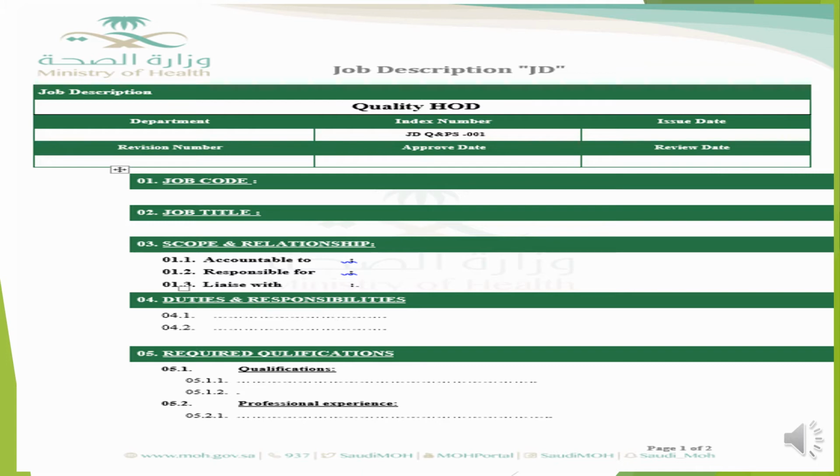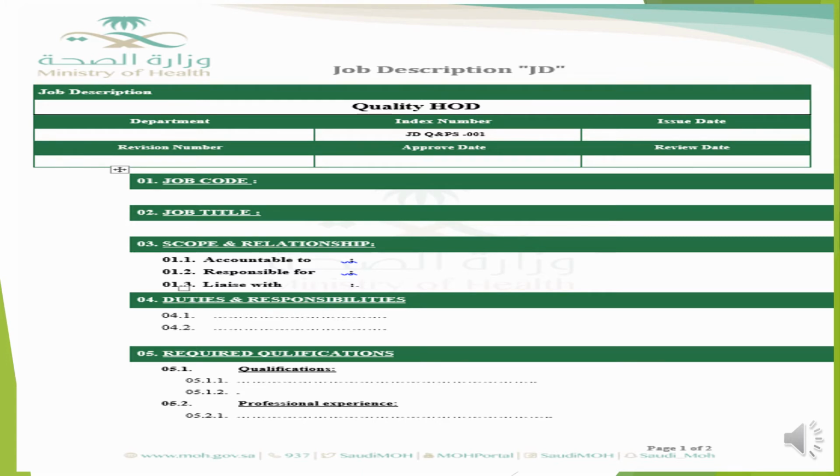But if within the journey of working, you modified something, or you updated it, or you made a new revision, it should be 1 or 2 accordingly. Now we will go to the job code. Job code, you have to put a code for every job: QPS for quality and patient safety, MS for medical services, NR for nursing, and so on.